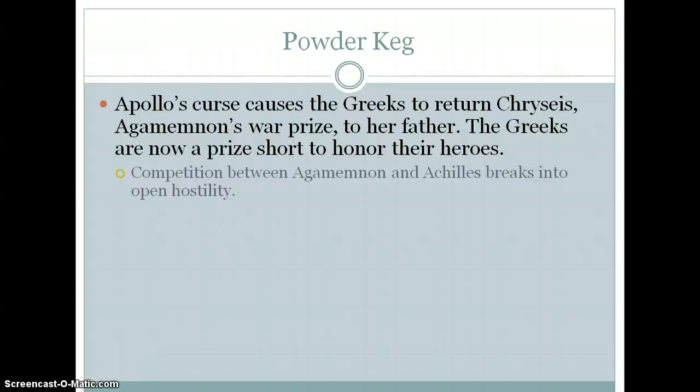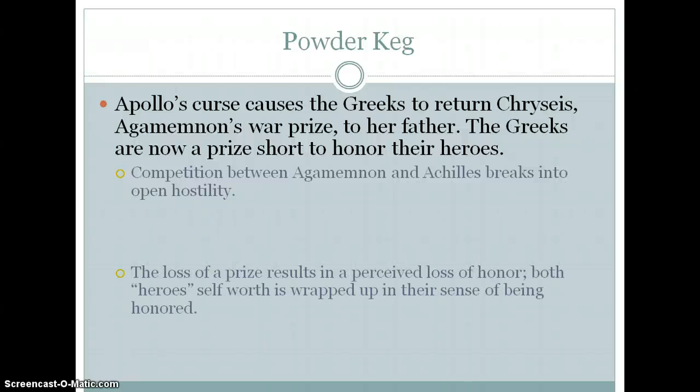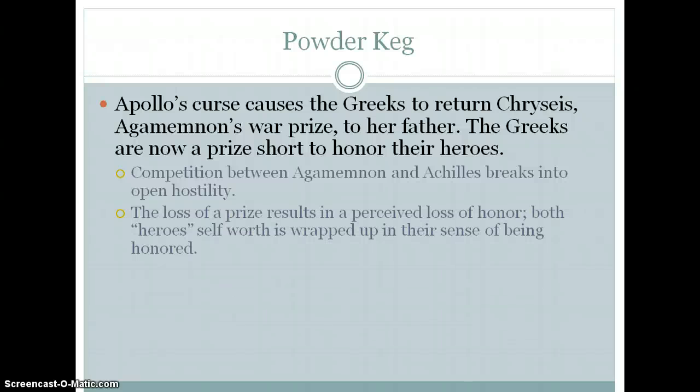When Achilles calls him out on this, Agamemnon determines that he will make Achilles feel the pain of his own loss, and that he will take Achilles' war prize. The loss of a prize results in a perceived loss of honor. Both heroes, Agamemnon and Achilles, have their self-worth wrapped up in being honored. So it's not just a, hey, you took my girlfriend, it's a, you have told me I am not the person that I've always perceived myself to be, and this is a problem.